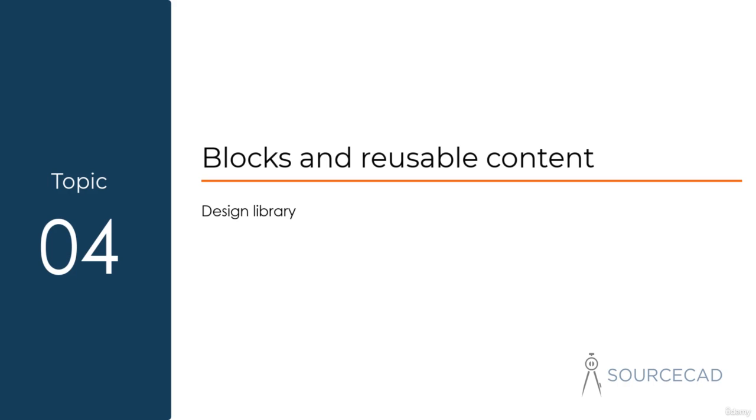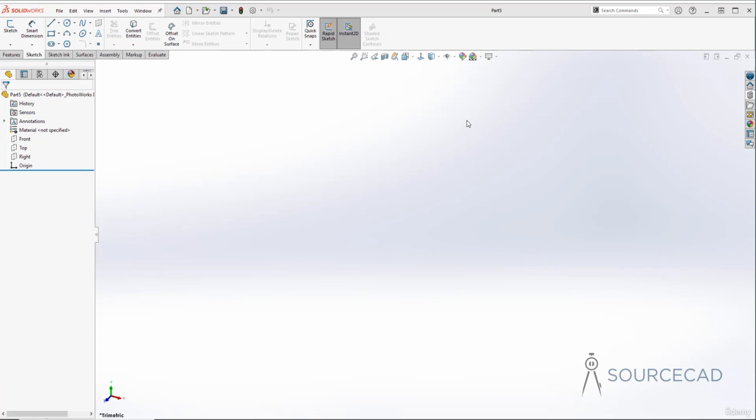Let's now talk about the SolidWorks Design Library feature. Using Design Library, you can insert a ready-made set of parts and blocks in your drawing. And not only that, you can even save your own blocks in the Design Library. So let's start with the latter. We'll just create some blocks and then save them in the Design Library.